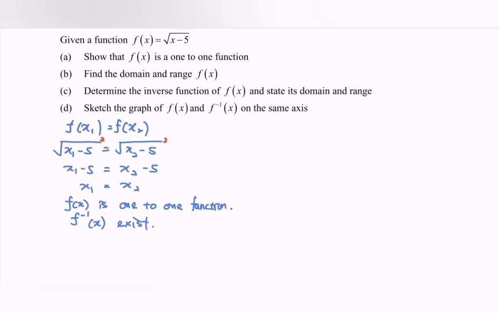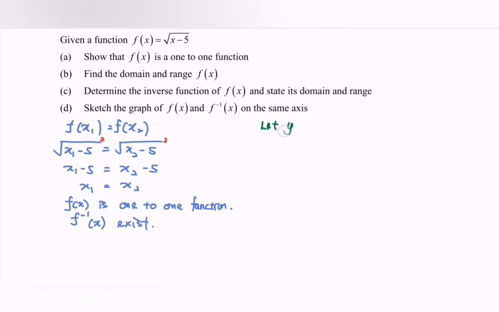B. Find the domain and the range. This one, later on, we will refer to the graph and then determine the domain and range. C. Determine the inverse function of f(x) and state its domain and range. So let's find the inverse.